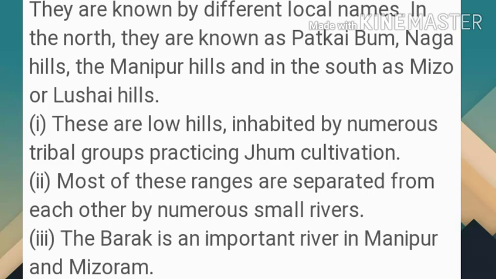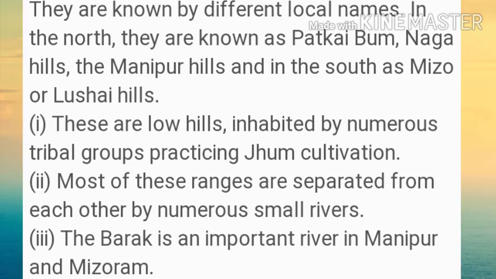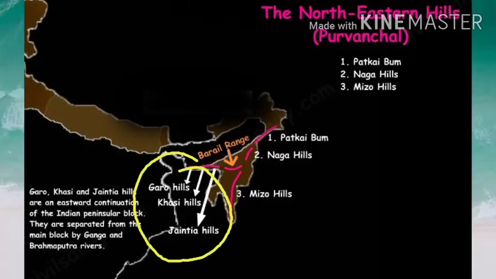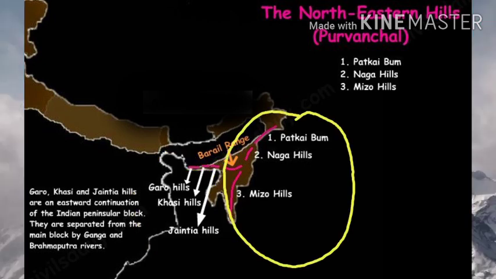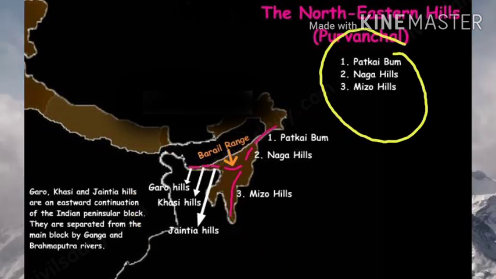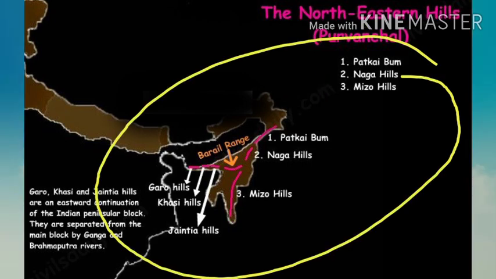Patkai, Garo and Naga Hills form the western boundary between India and Myanmar. South of Naga Hills are the Manipur Hills, which are generally less than 2,500 meters in elevation. The Barail Range separates Naga Hills from Manipur Hills. Further, the Barail Range swings to the west into Jaintia, Khasi and Garo Hills, which are an eastward continuation of the Indian peninsular block. They are separated from the main block by the Ganga and Brahmaputra rivers.